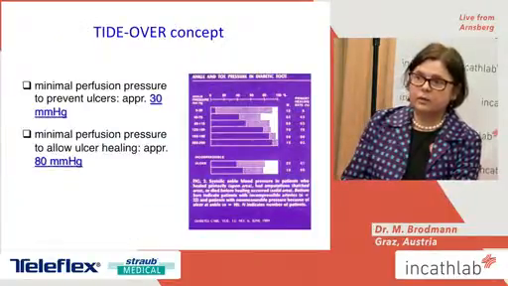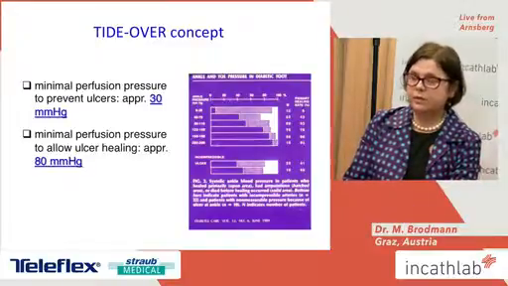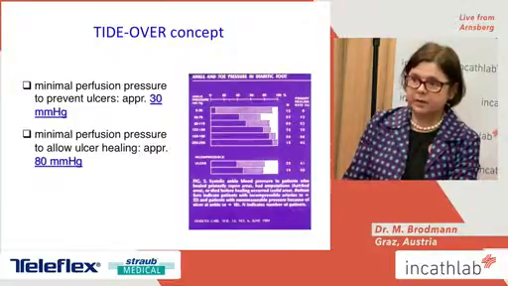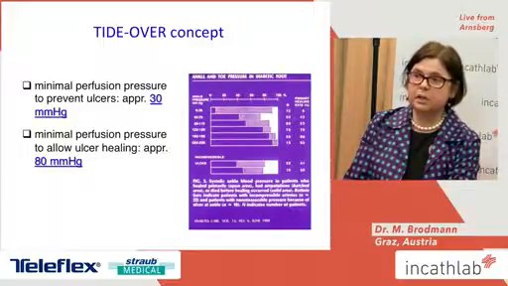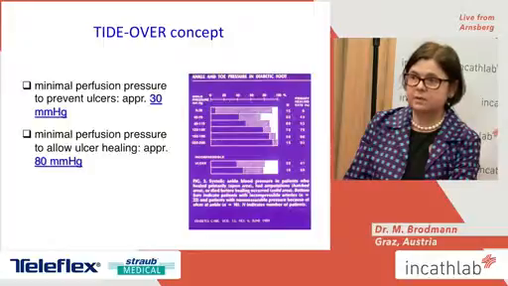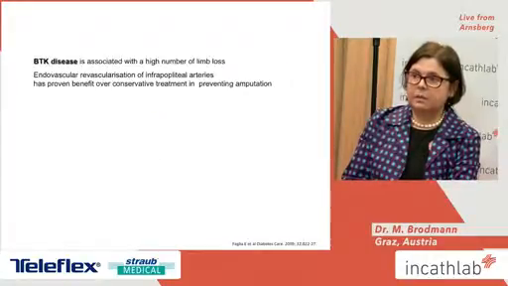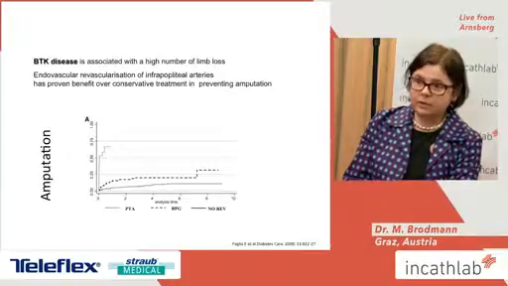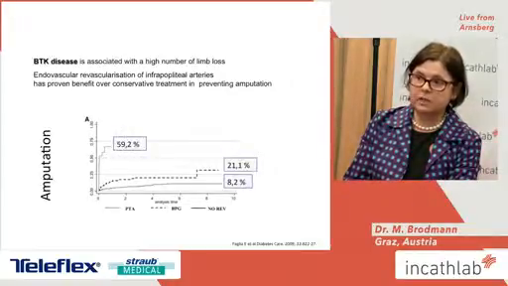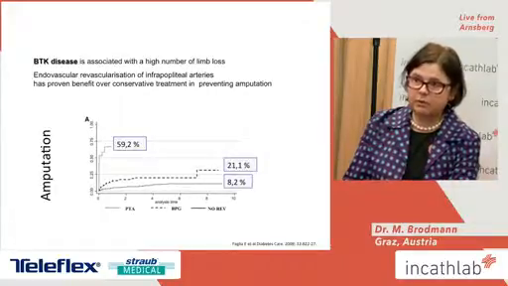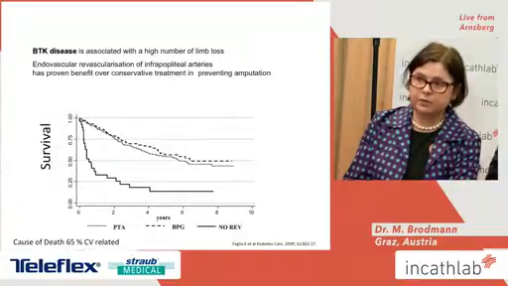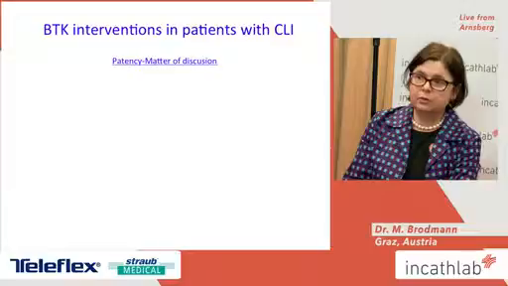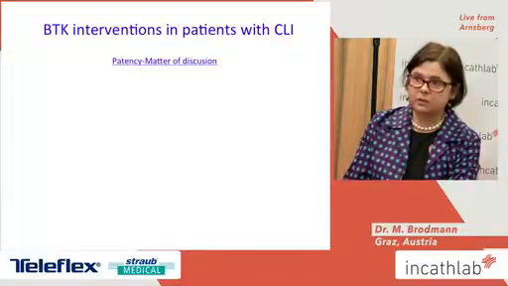And there's this so-called diet over concept that you need approximately 30 millimeters of mercury perfusion pressure to prevent ulcers, and a minimal perfusion pressure of 80 millimeters of mercury to allow ulcer healing. If you are not able to do any kind of revascularization, then you have a very high grade of amputation, nearly 60%, and this is also in accordance with the survival of these patients. So if you're not able to do revascularization, these patients are going to die.